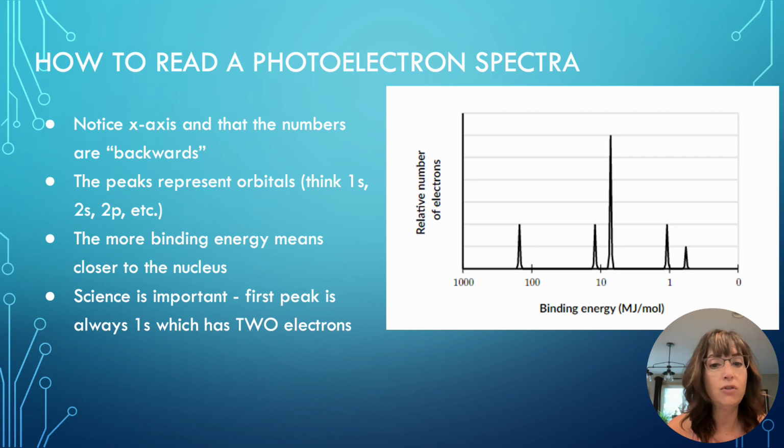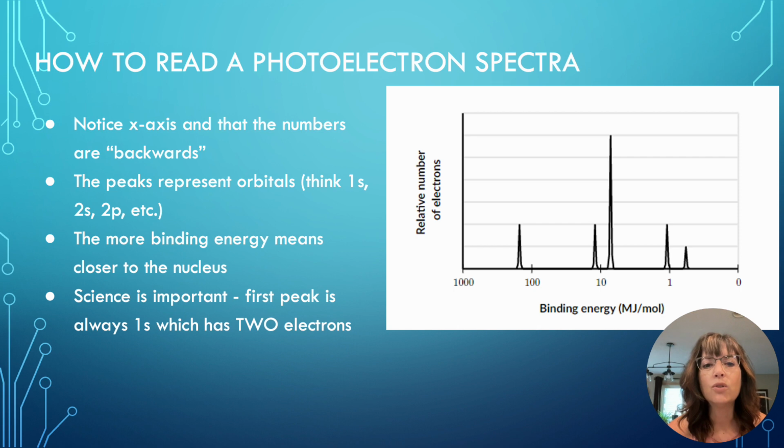Now, the first thing you should notice is that the x-axis seems to be backwards. We start with 1,000 and we end at 0, and that's really, really key. It's binding energy. It's how much those electrons are held to the nucleus. So where the y-axis meets the x-axis, there's your nucleus. So don't you expect the electrons closer to the nucleus to be held more tightly?